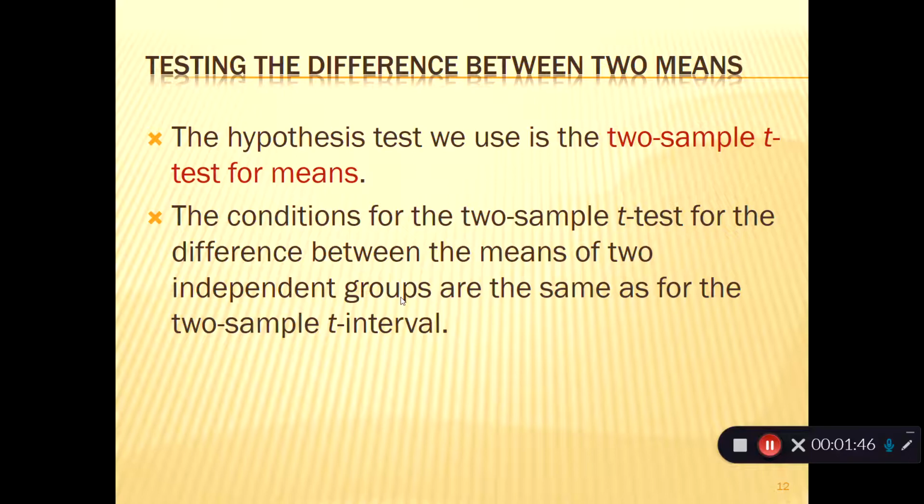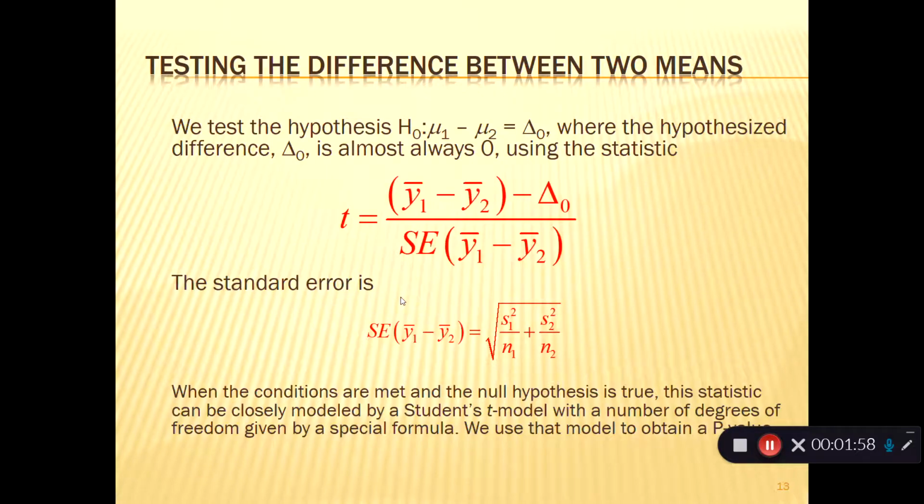Now we're ready to talk about doing the hypothesis test. So with the hypothesis test, we're going to do a two-sample t-test in your calculator, okay? Again, we have to make sure all those conditions are met. It's the same t-statistic. This is the difference between our sample means, minus the difference between the population means, over the standard error.